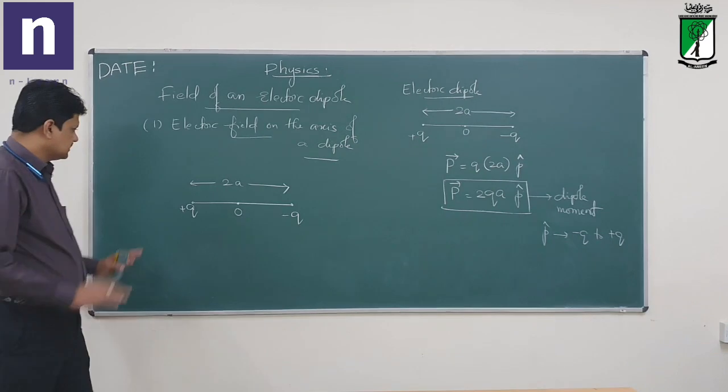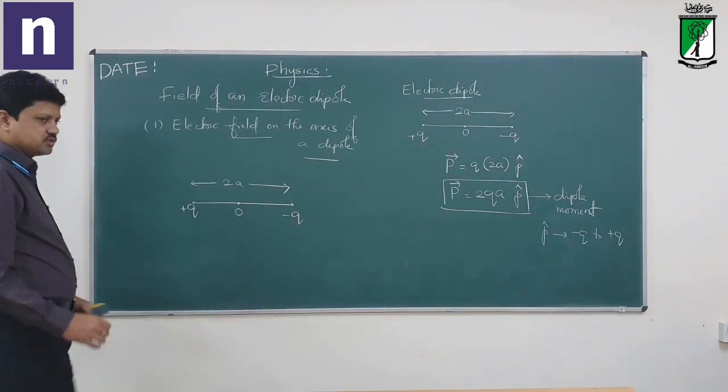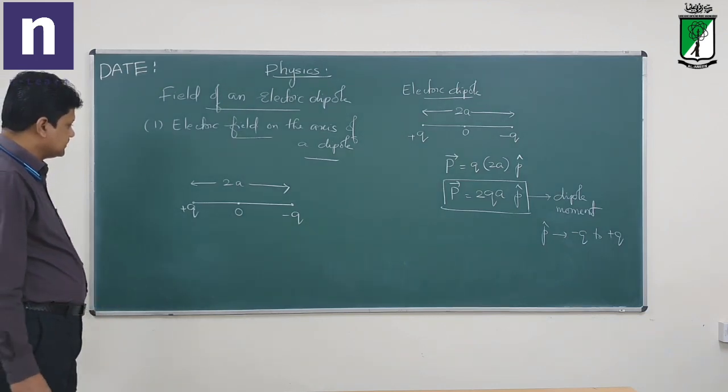Now how do we find the electric field for each point charge? Let us check that. Let me consider first of all a point P on the axis.